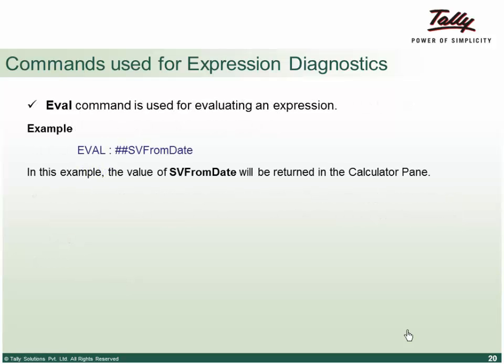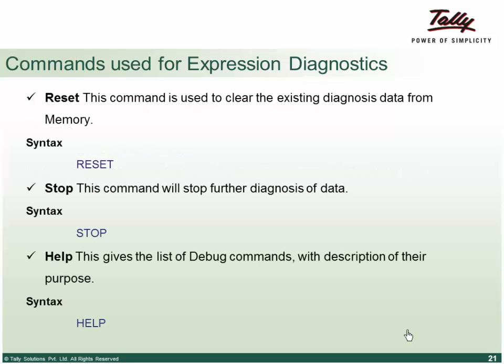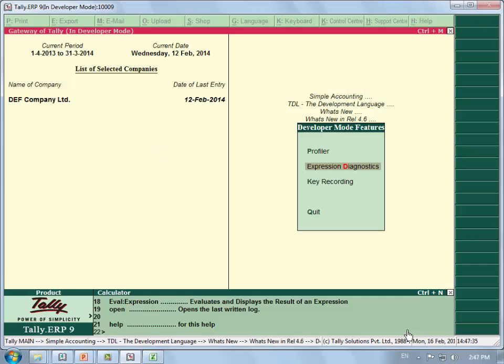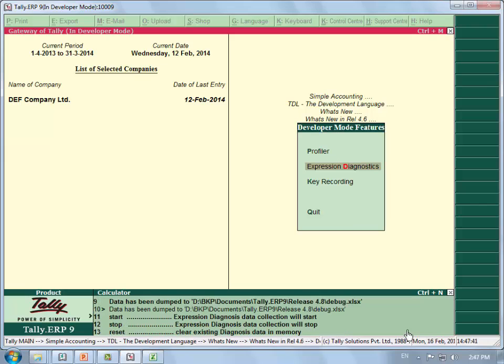You can evaluate a specific expression also. Eval, and you can just give the value that you want to evaluate. Here we have given the evaluation of the SV from date. You can reset the status, which clears the existing diagnosis from the memory. You can stop. Again, here we have help. So you can use help to do the evaluation.